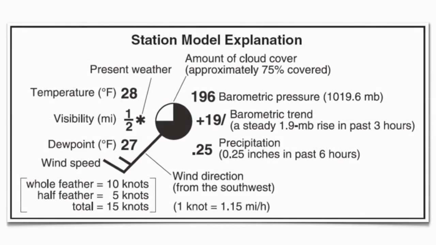In this case, your example there is 196. That's between 000 and 499. So you're going to put a 10 in front and a decimal between the 9 and the 6. So your pressure there is 1,019.6 millibars.